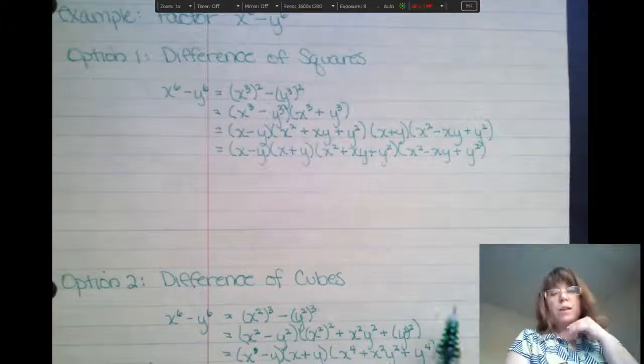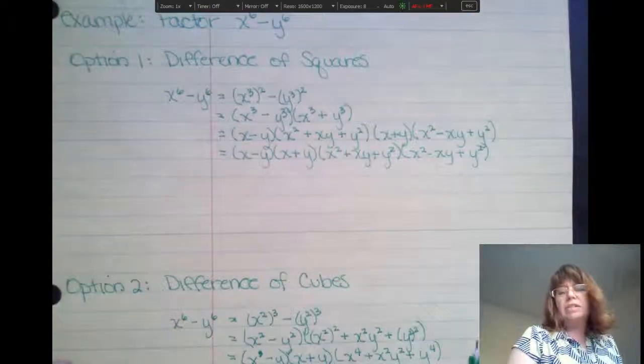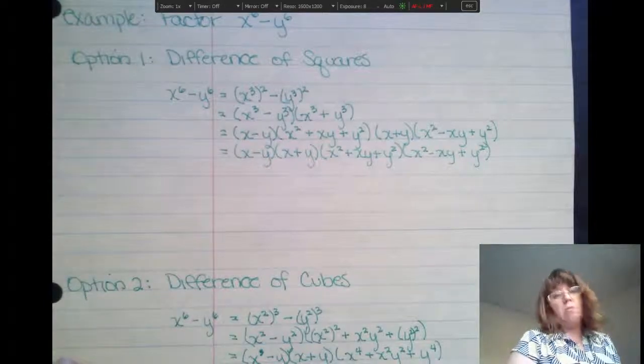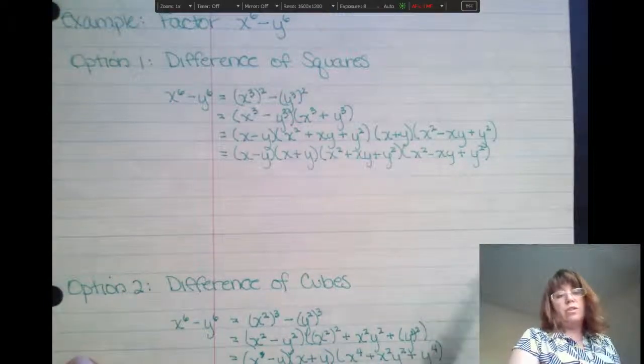So sometimes you might run into problems where you get this weird answer. Try a different method and maybe you'll get further in the problem than getting stuck at a certain point.